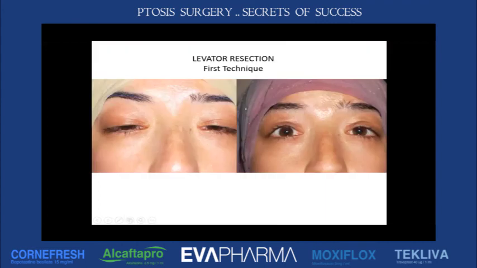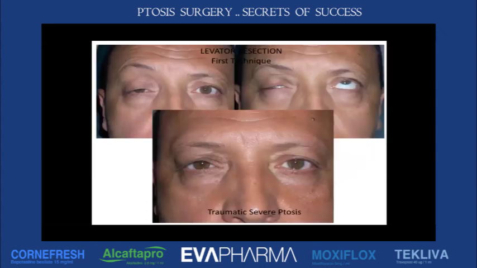Next, please. Another case with bilateral severe ptosis, and in some cases, like we see here, we can sometimes have overcorrection, as we see on the right side. Next, please. Even in traumatic ptosis, we can use this technique. Next, please.